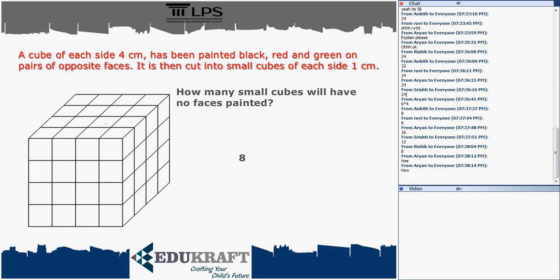Aniket was correct, followed by Ravi. Okay, Aryan's question of how. Aryan, you need to visualize the cube now, you need to look inside. It is going to be facing which is behind the one I am now marking in red. Behind and below these.